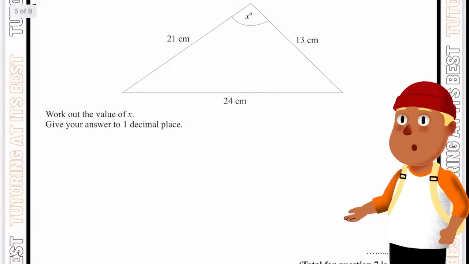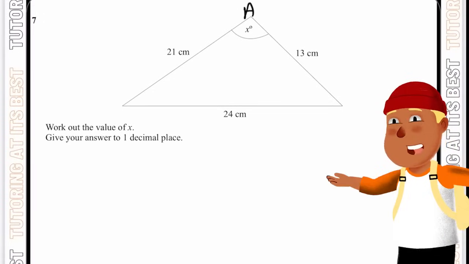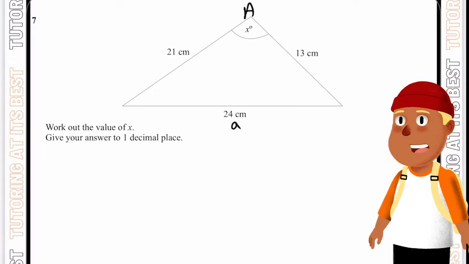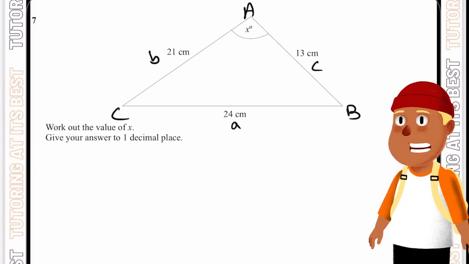Marvelous. Question 7. Again, we're told to work out the value of x, which is our angle. So I'll label this as A, lowercase a, C, largest C, and your B. And there we are. So now we've done that, let's jump into it.